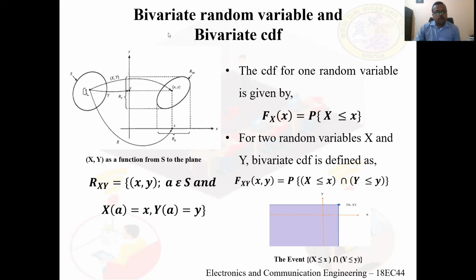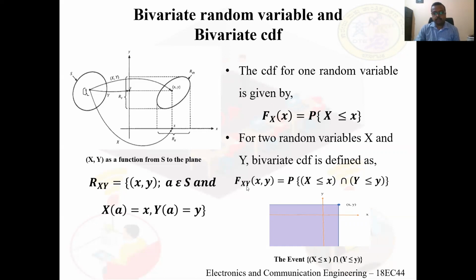Now, since we know what is bivariate random variable, now we'll look at bivariate CDF. CDF stands for what? Cumulative distribution function. Now we already studied what is cumulative distribution function for a single random variable. Right? Now, how is it defined? The CDF is always written in capital F. Fx of x is equal to the probability of X less than or equal to x. The same concept is applied for two variable or bivariate random variable.